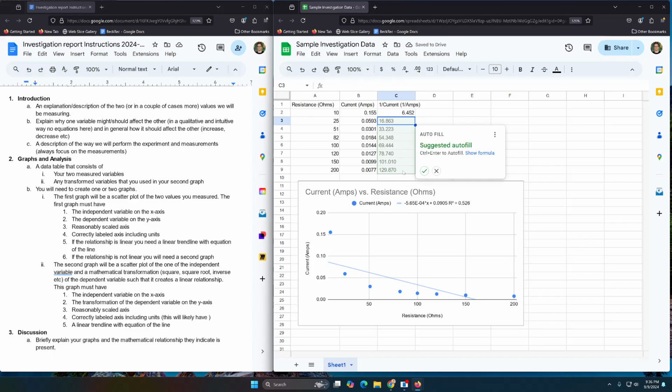If this doesn't show up to let you autofill it, the best way to do it is to click on this 0 and then see the little circle there. You can click on that and drag and it will do it for you. Okay, so now this is my second one.